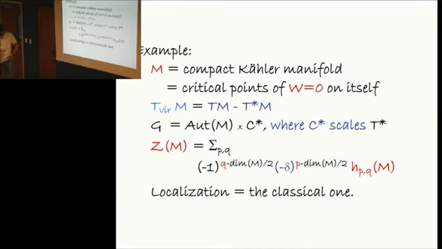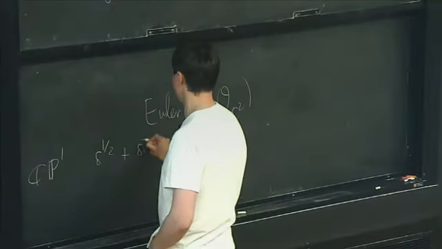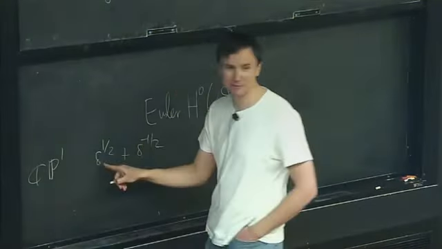Like for example, for CP1, there'll be one attracting fixed point and one repelling fixed point, and sure enough, the Hodge character for CP1 is delta to the 1/2 plus delta to the minus 1/2, which is for one attracting, one repelling.